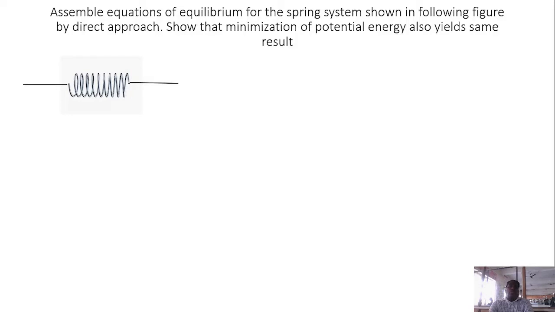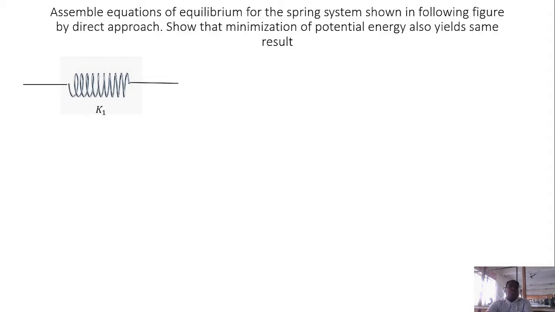For the spring system in the following figure, solved by the direct approach, the minimization of potential energy also yields the same result. So the objective of this problem is to compare two approaches: one is the direct approach, the other is the potential energy approach, and how the results come. Likewise, the examination is to be conducted with this problem. Here is the spring system that this problem has.